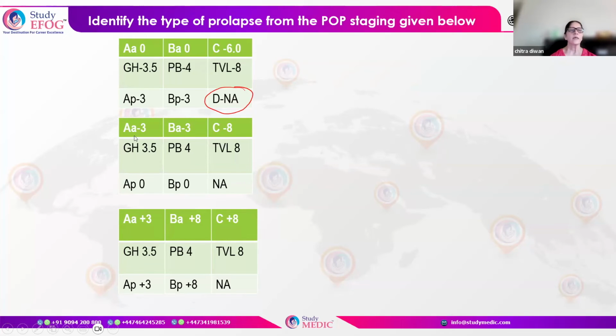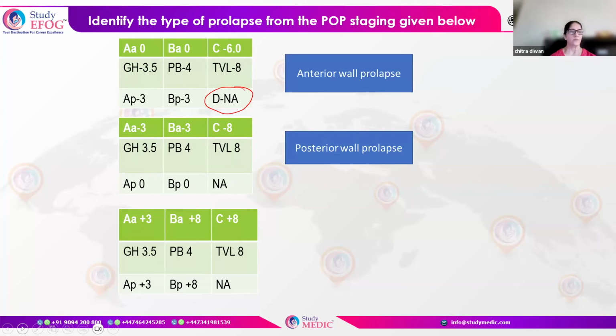In this grid, points AA and BA are -3. C is -8. Total vaginal length is 8. That means there is no anterior vaginal wall prolapse. Whereas if you see points AP and BP, they are at 0. That means this is a posterior vaginal wall prolapse.